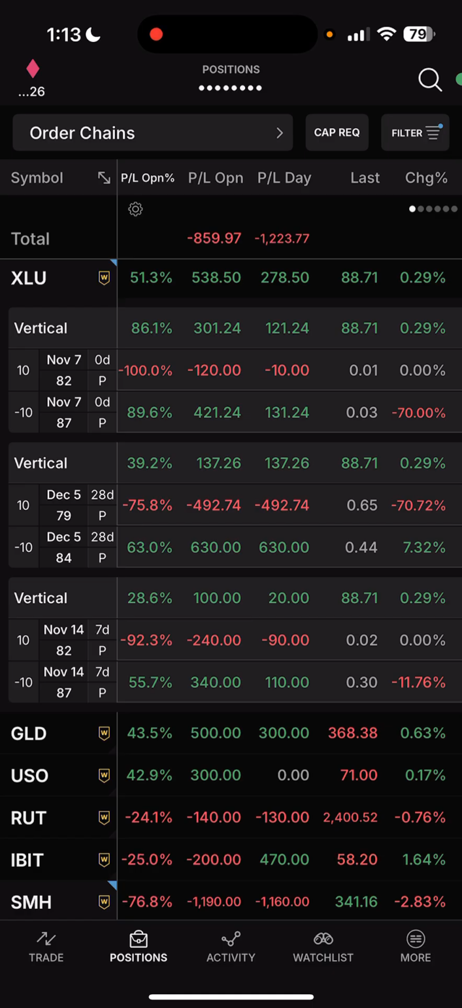The stock price has gone up 0.29% today, which is fine. The percent profit and loss is in that fourth column. So the percentage profit and loss for today's expiration is 86.1%. That's pretty much guaranteed to be a winner. Stock price currently is at 88.72. And you can see we've got a spread from 87 on the sales side, and we bought the 82 as protection. So unless something very bad happens with XLU, that's going to be a 100% winner.